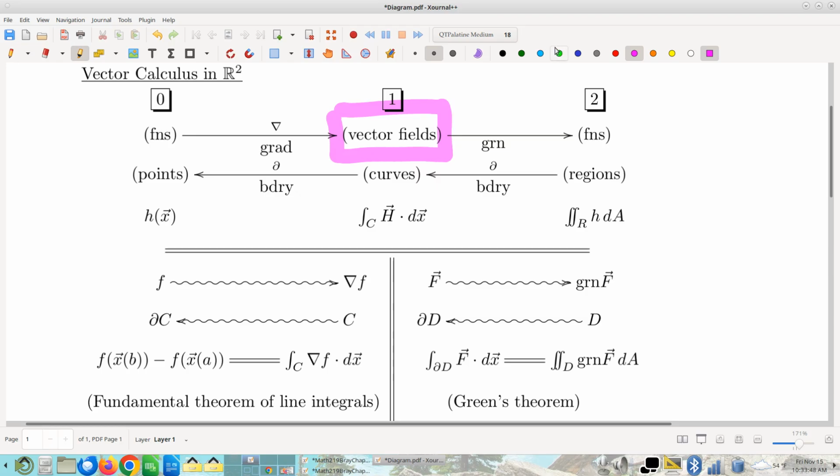So here are the special vector fields. The special vector fields are gradients. Vector fields that are the gradient of something, or you might say vector fields that have an antigradient. These vector fields can be described in a different way. Another way to describe these vector fields is that Green's operator is 0.